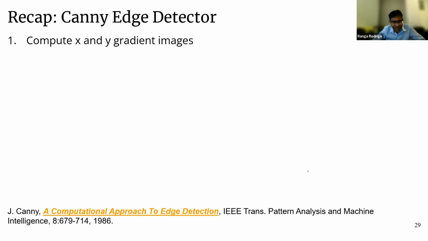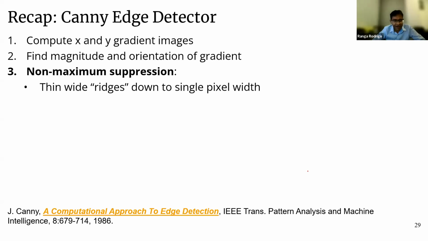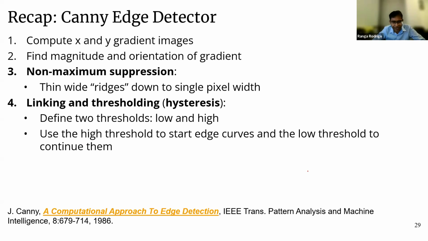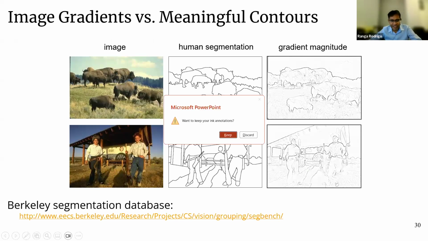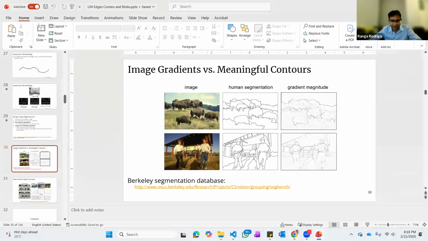Compute the x and y gradients and find the magnitude and orientation of the gradient. Non-maximal suppression, thin white ridges down to single pixel. This is a little bit of a cumbersome computation. Linking and thresholding with hysteresis. Define two thresholds, low and high. Use a high threshold to start edge curves and a low threshold to continue them. This is how it's done. So I will code this and show quickly.